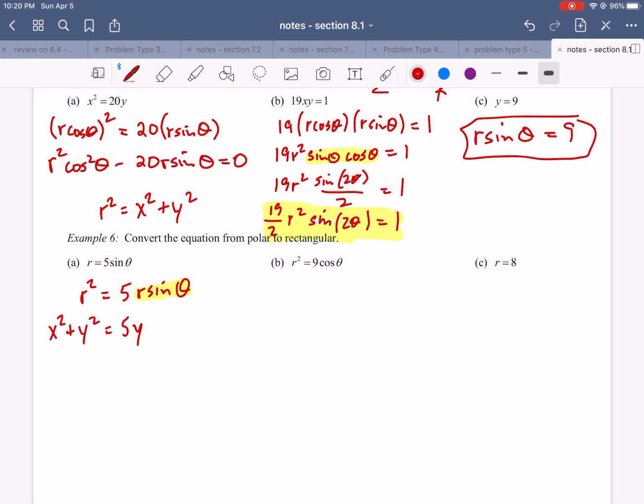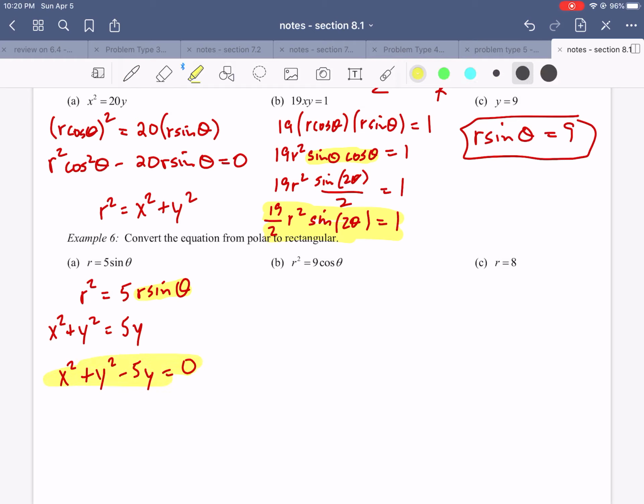Okay, the last thing we want to do for all three of these examples is we do want to put them in what would be called general form, which is set equal to 0. And so just moving that 5y over will give you your final answer right here.